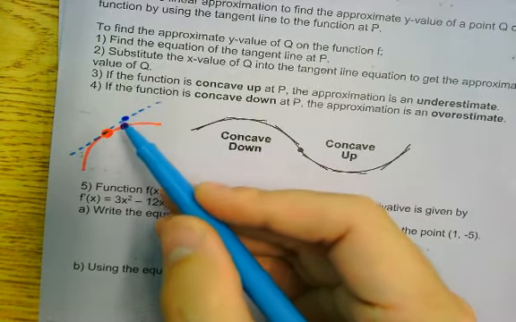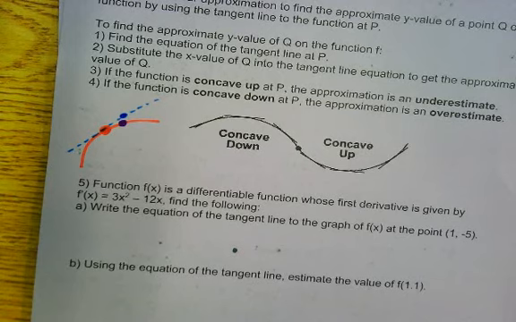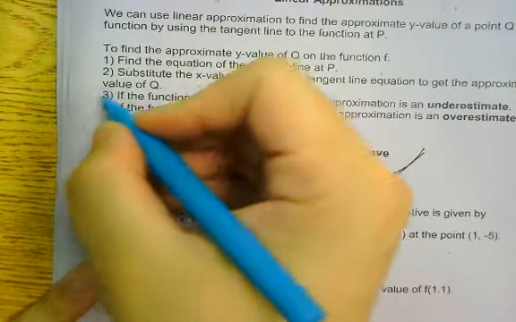Now, in this case, is the blue point an overestimate or underestimate? It's an overestimate. Do you know why? Because it's above the other one. Technically, do you know why? It's right here.